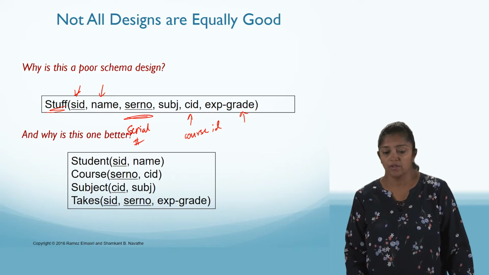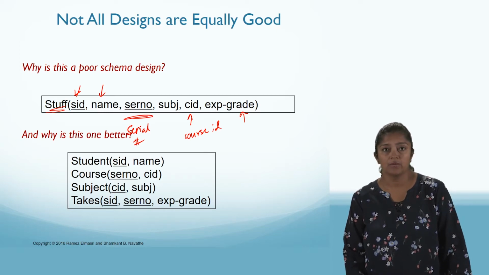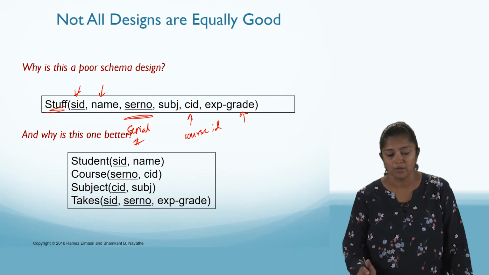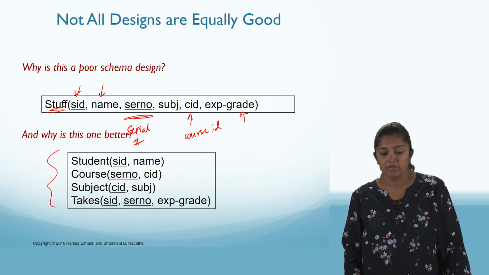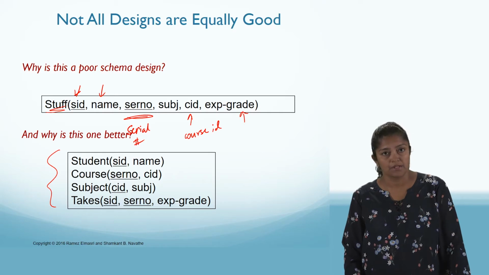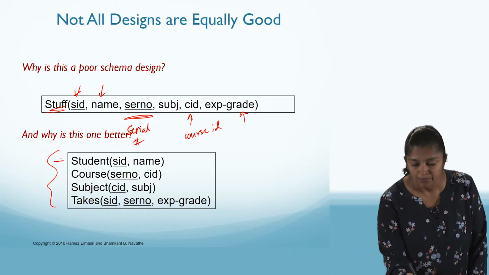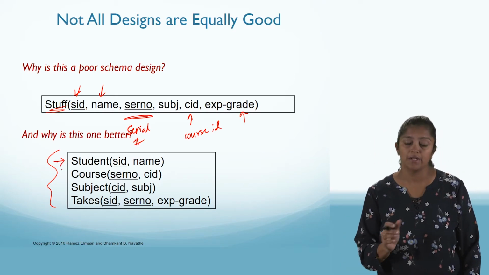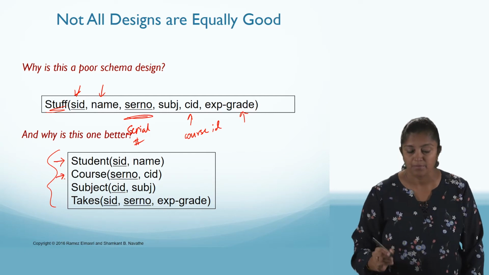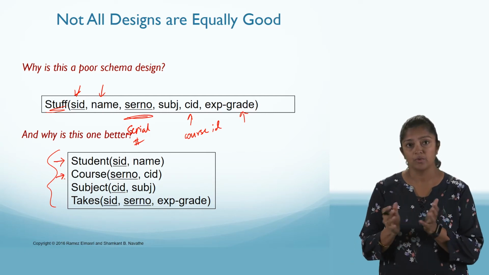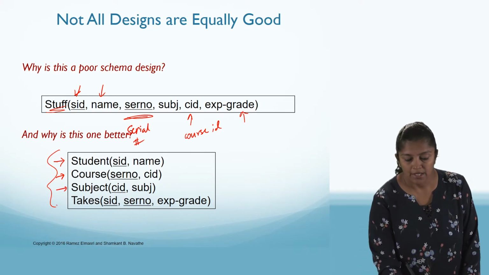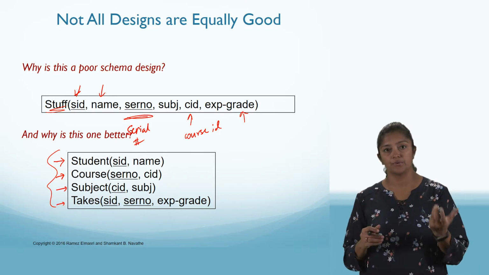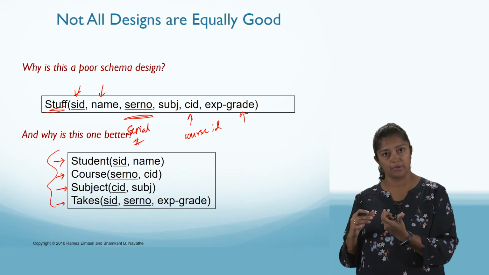So can we do better? What would an alternate design look like? Here's an alternate one wherein we have the student ID and name in a separate table called the student table. The course serial number and course ID is another separate table. The subject to which each of the courses belongs is a separate table, and then there is the enrollment information of a student in a particular serial number of the course.